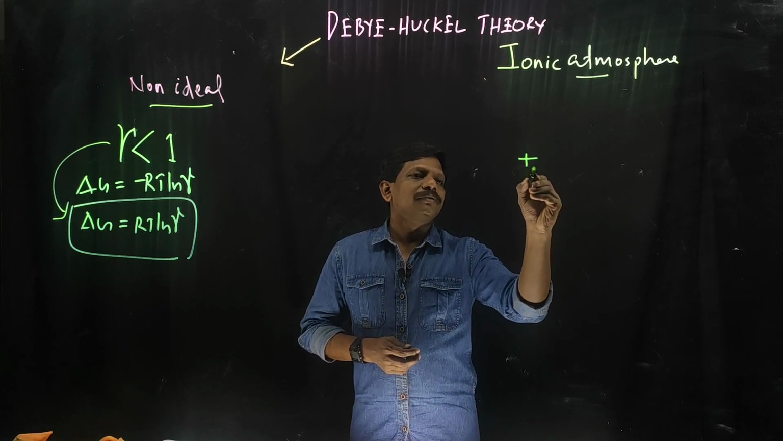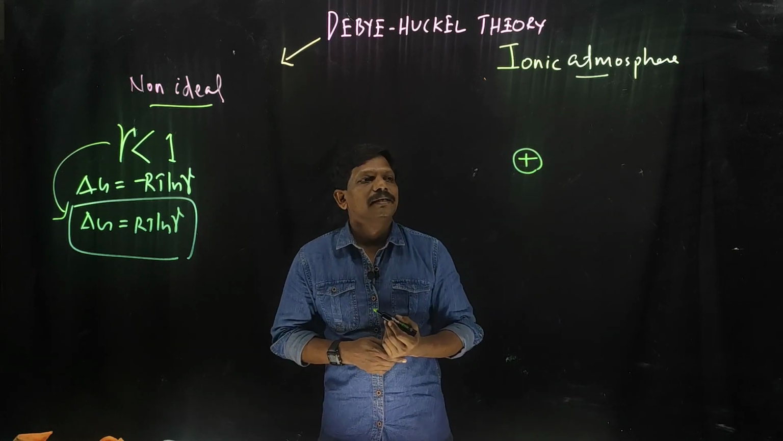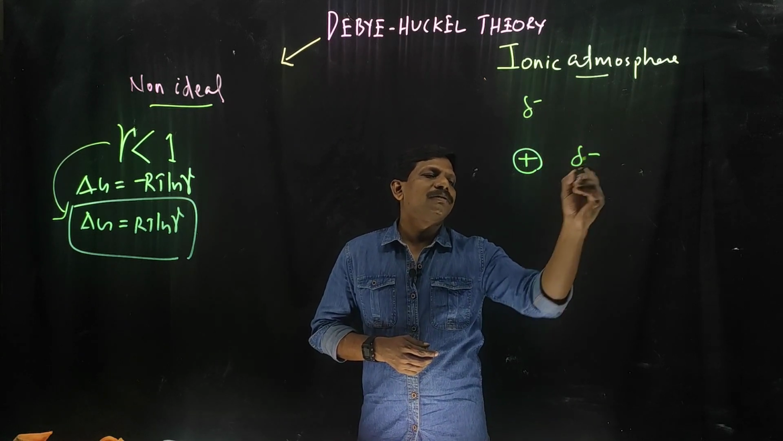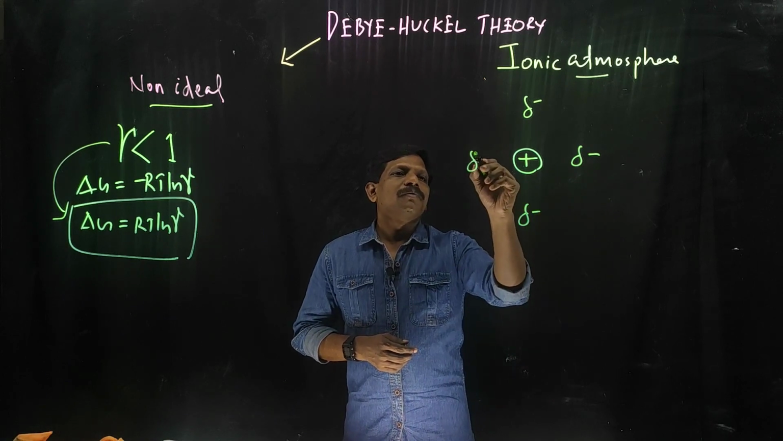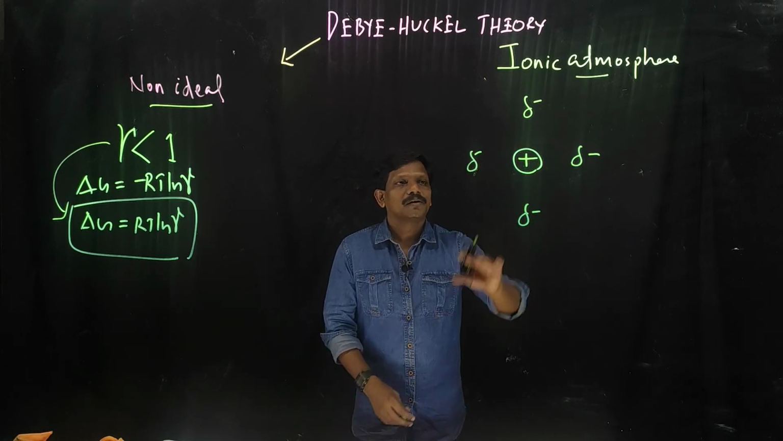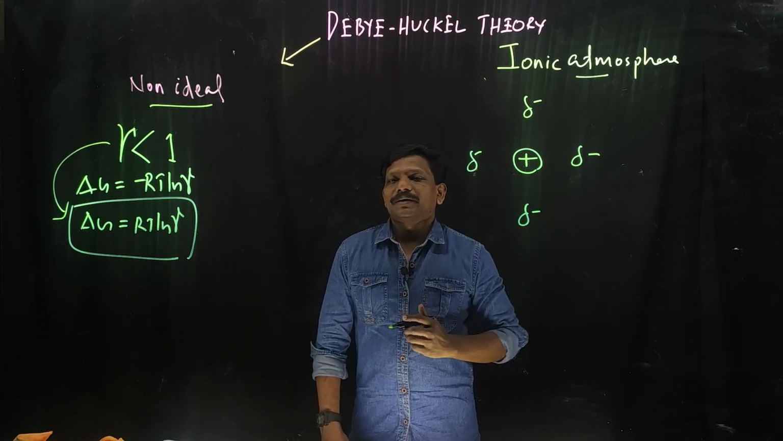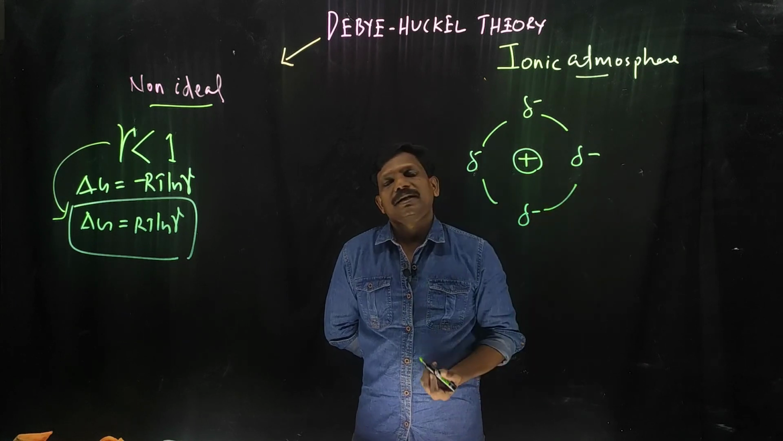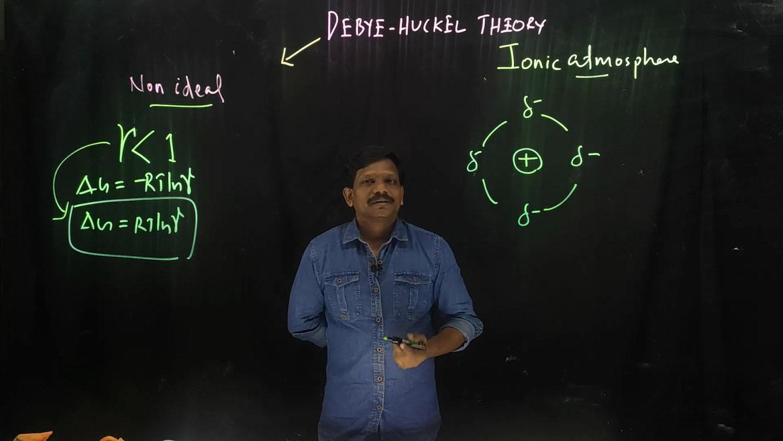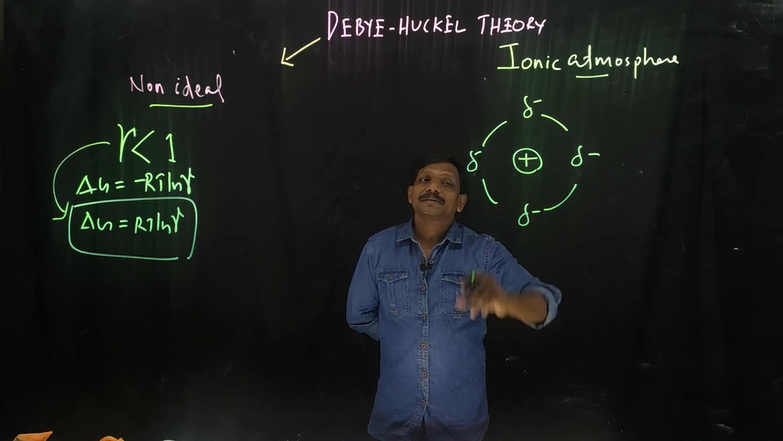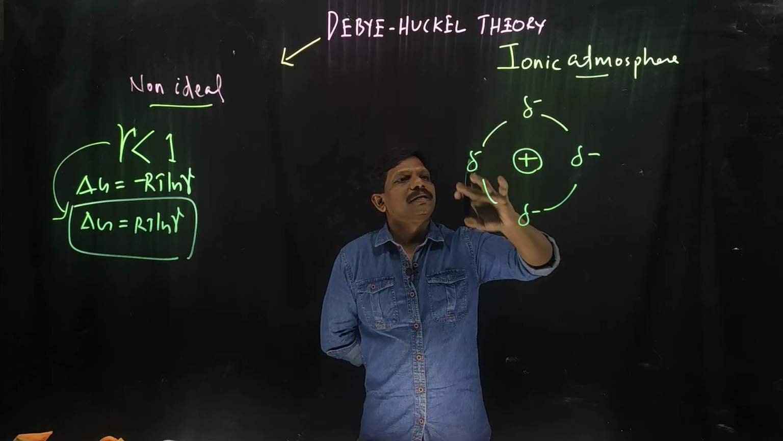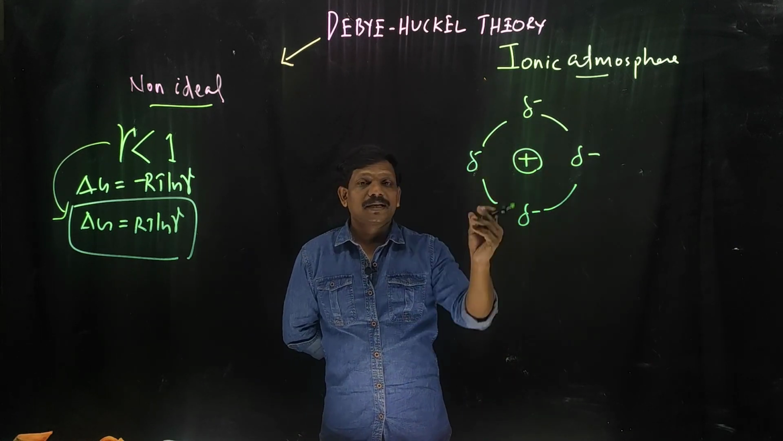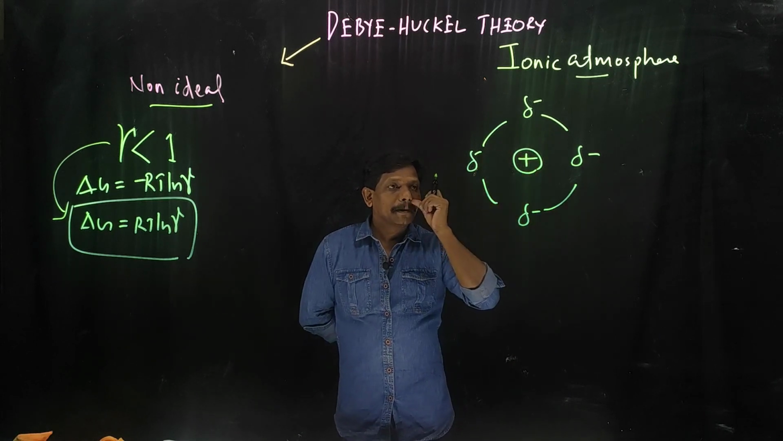Suppose you have a positive ion in the solution, a cation. You can see that the negative ions will form a spherical shape around this cation. If you draw it like this, it is not a two-dimensional drawing. You can consider this as a three-dimensional system. The positive charge is surrounded by the negative ions, just like a globe, just like a dandelion. You can see it like this.